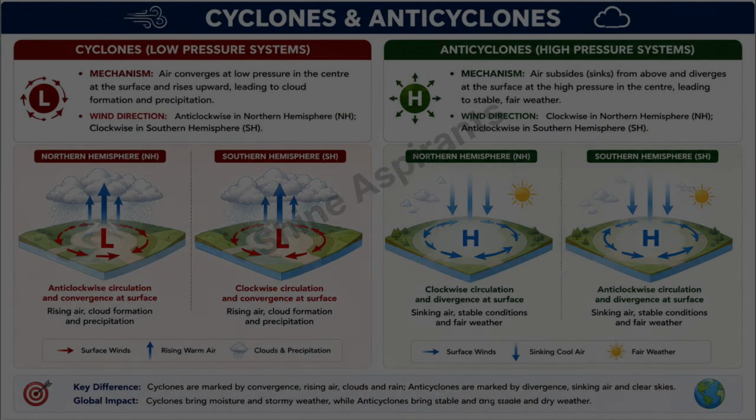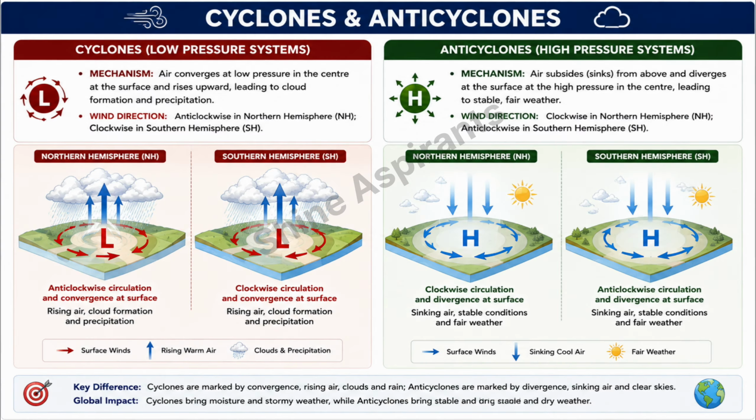Cyclones and anticyclones. Cyclones, low-pressure systems. Air converges at low pressure in the center at the surface and rises upward, leading to cloud formation and precipitation. Wind direction: anticlockwise in the northern hemisphere, clockwise in the southern hemisphere. Anticyclones, high-pressure systems. Air subsides from above and diverges at the surface at the high-pressure center, leading to stable, fair weather. Wind direction: clockwise in the NH, anticlockwise in the SH.